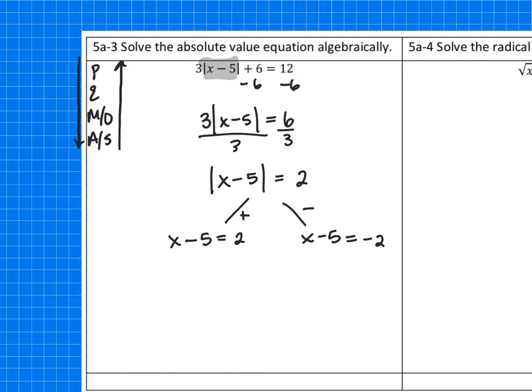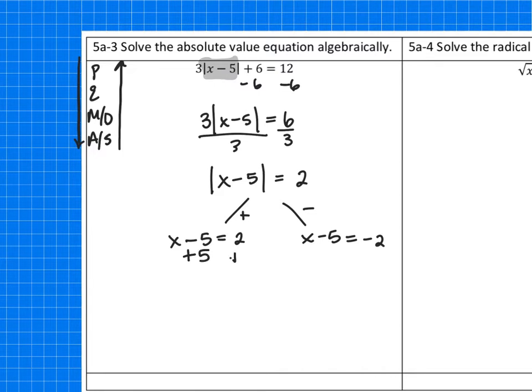I want you to note a couple of things here. This part of the equation does not change. That's what's in the absolute value. What's over here can either equal 2 or negative 2, because what's inside the absolute value can equal 2 to come out as 2, or it can equal negative 2 to come out as 2. So we set them both equal to figure out what x can be.